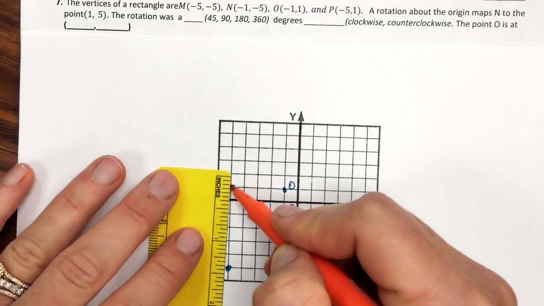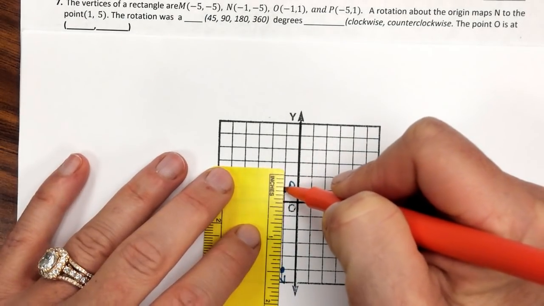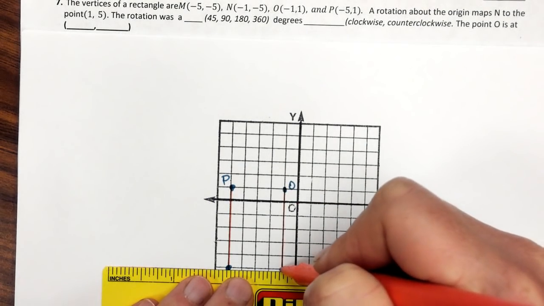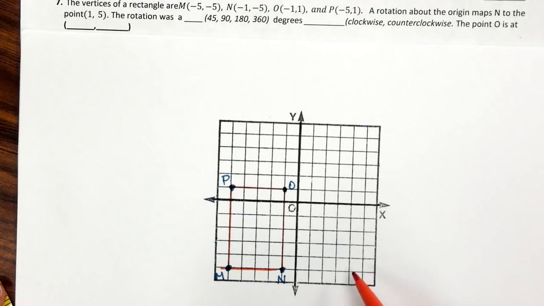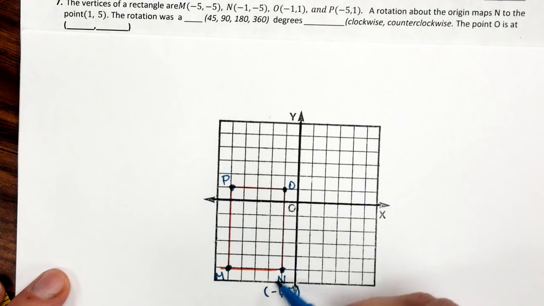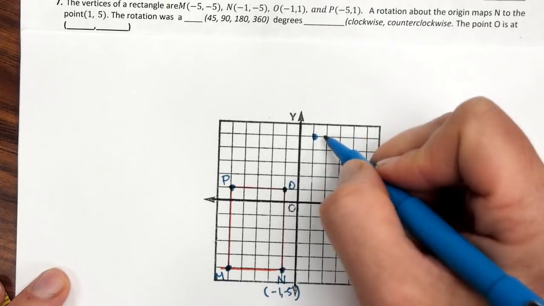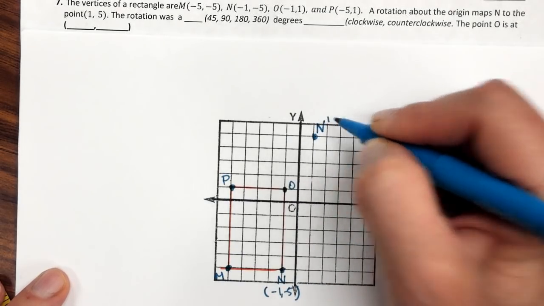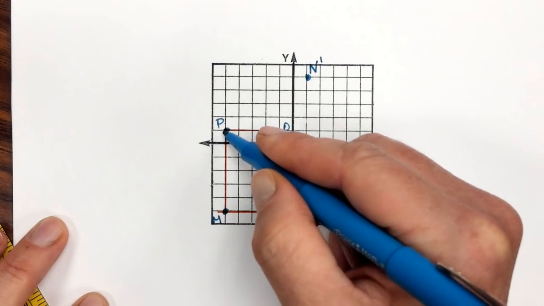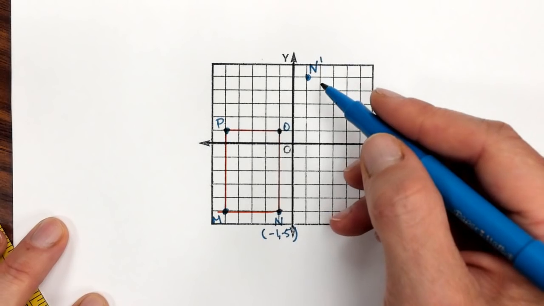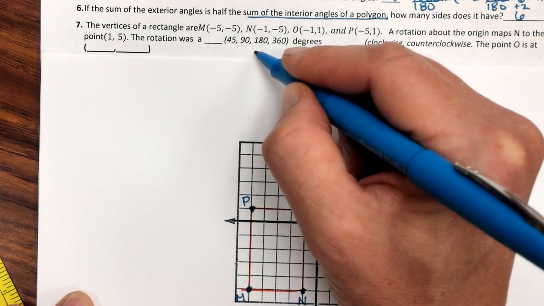Let's highlight it with a little orange. Okay. And a rotation about the origin maps N onto the point 1, 5. Okay. So we're looking at N. N is here. Remember, N is -1, -5. We want to know how N would become +1, +5. So +1, +5, this would be N prime. And it looks like 90 would take us here, and 180 would take us here. So that's 180, it looks like. So that's a 180 degree rotation.